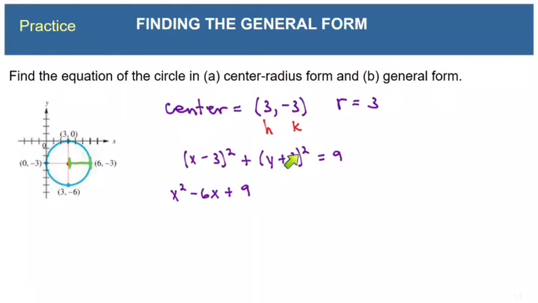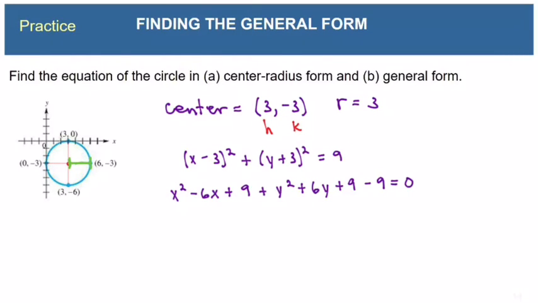Here, y plus 3 squared, y times y is going to be y squared. The middle term will be 3y plus 3y, so that's 6y. And last times last is 9. And then I'm going to bring this 9 on the right side over to the left side so I can have 0 on the right side.